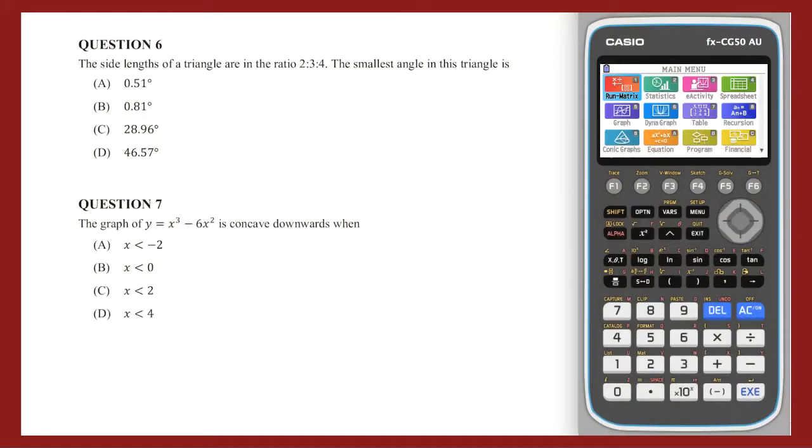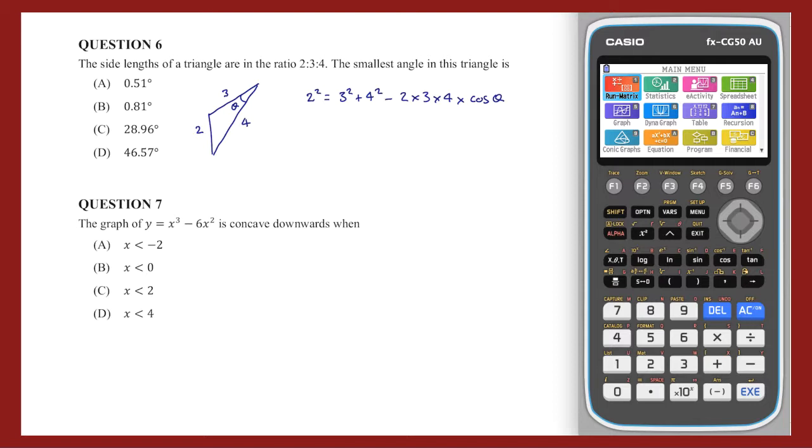Question 6. All triangles with sides in the ratio 2 to 3 to 4 will be similar and will have the same internal angles, and so we can answer this question using a triangle with sides 2, 3 and 4. The smallest angle will be opposite the smallest side, which has length 2. For this triangle, we can write down the cosine rule linking its sides and angle theta.